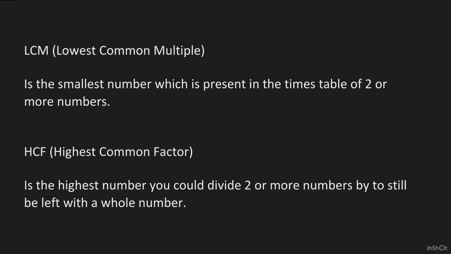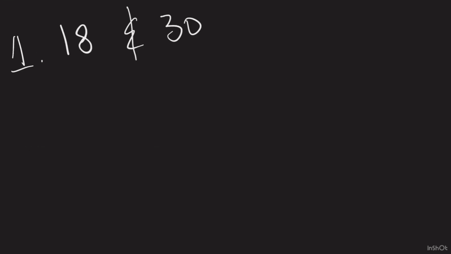So today we're going to do highest common factor and lowest common multiple. The first thing to understand is the definitions. Lowest common multiple is the smallest number which is present in the times table of two or more numbers. And highest common factor is the highest number you could divide two or more numbers by to still be left with a whole number. As we go through the questions later on, this will make more and more sense.